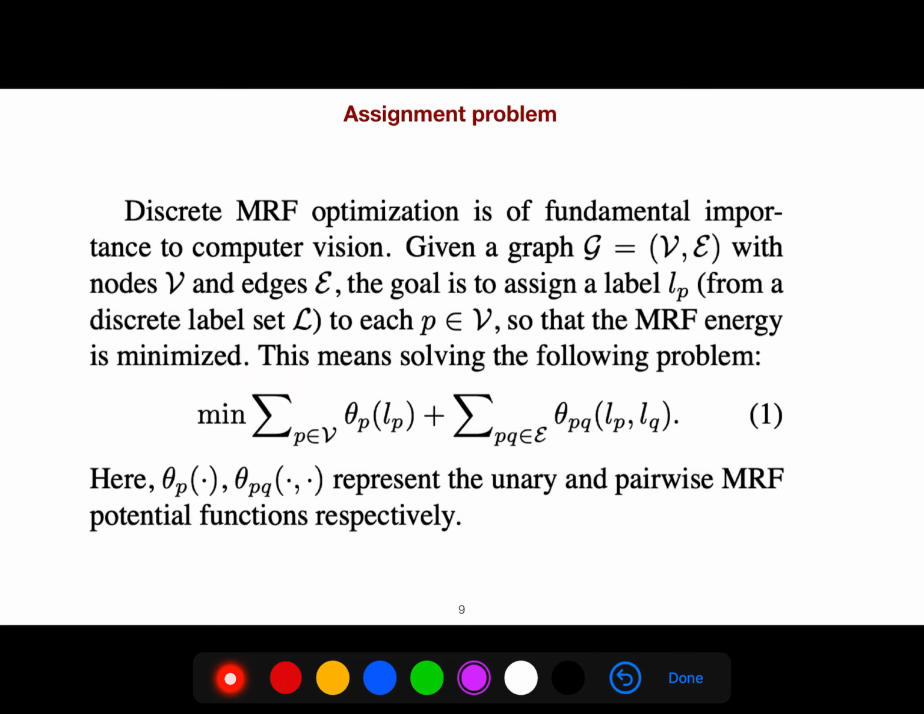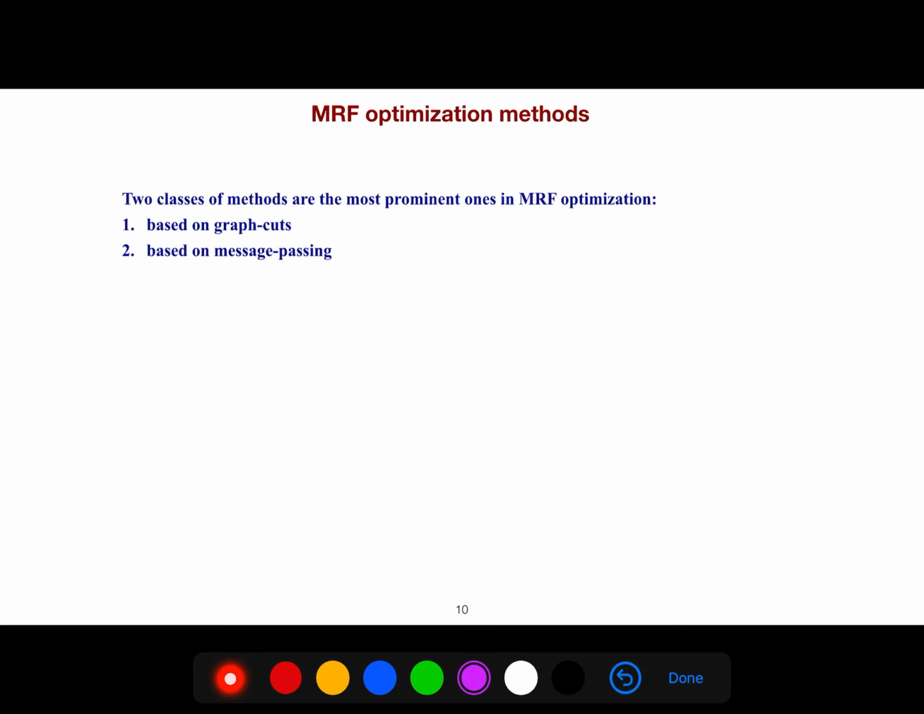So the assignment problem, you know that this is the unary potential, binary potential. You have seen it several times. So we want to minimize this energy, Markov random field energy. And there are 2 classes of methods. You can either use graph cuts. I've explained graph cuts in one of my papers and also in my playlist for approximation algorithms. Message passing, you're familiar with message passing, so any of these methods could be used for that.